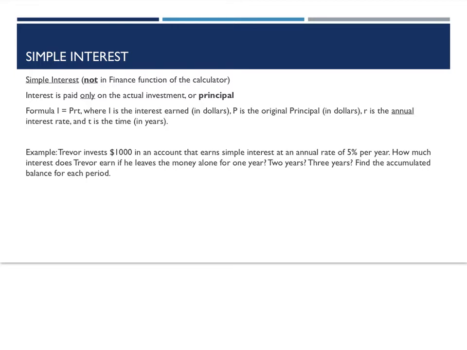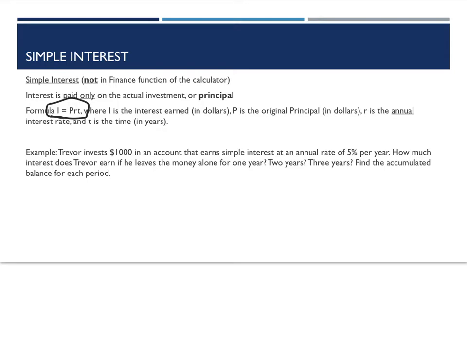Simple interest, we're going to use a calculator function to do compound interest. Simple interest is not a function of the calculator. In fact, the only way that you can do it is by formula. So you want to pay attention to this formula here. Interest equals principal times rate times time. Remember, when the letters are bumped up next to each other, that means multiply.